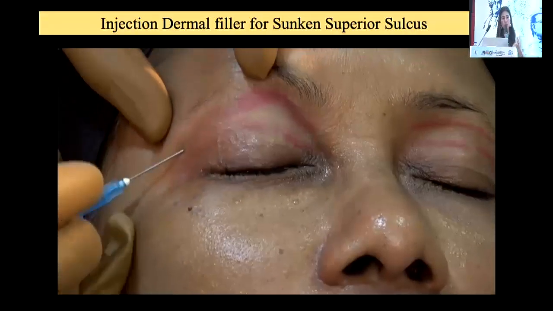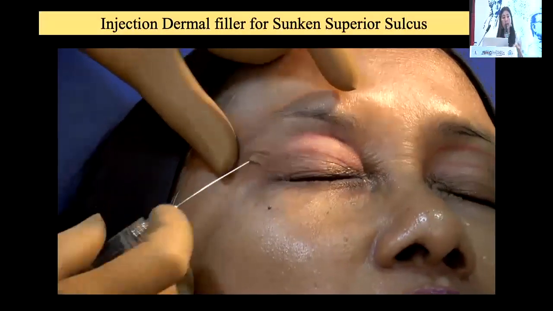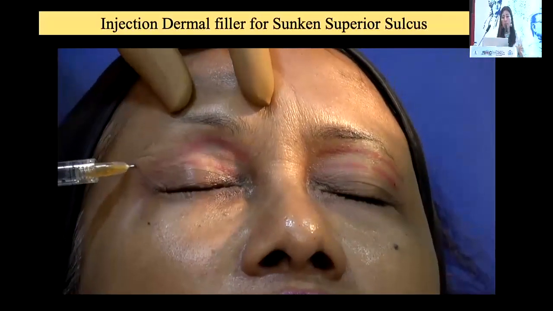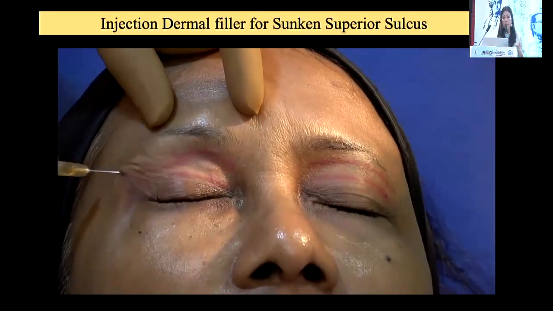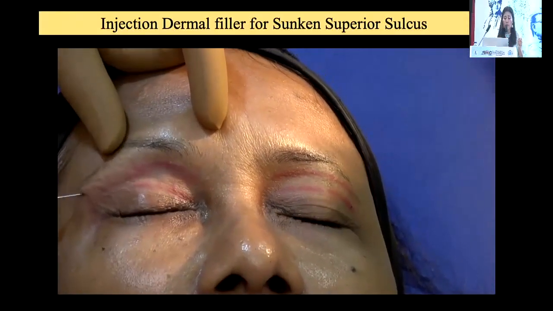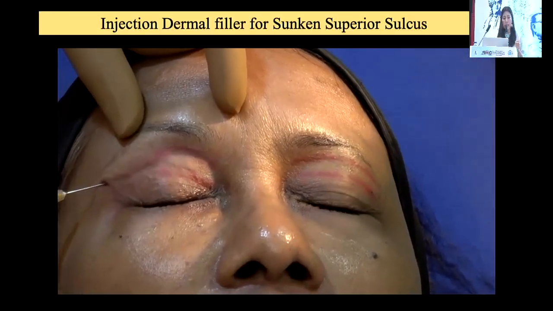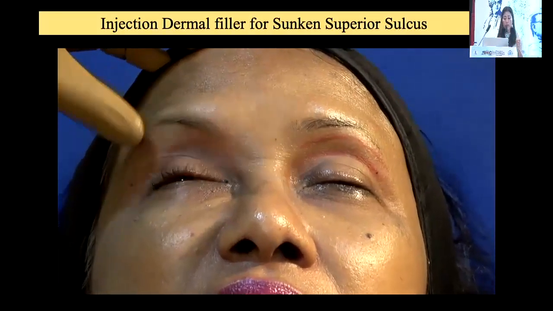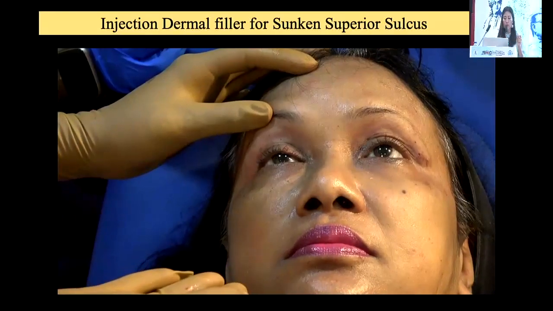There are different routes to it. Many people go for pre-periosteal. I like to go pre-septal because the space is more and the vessels are much less. So chances of vascular complication is much less. This is what you see, how slowly I am injecting, and you don't go for a very high concentration dermal filler, and you really need to massage very well when you do the procedure.